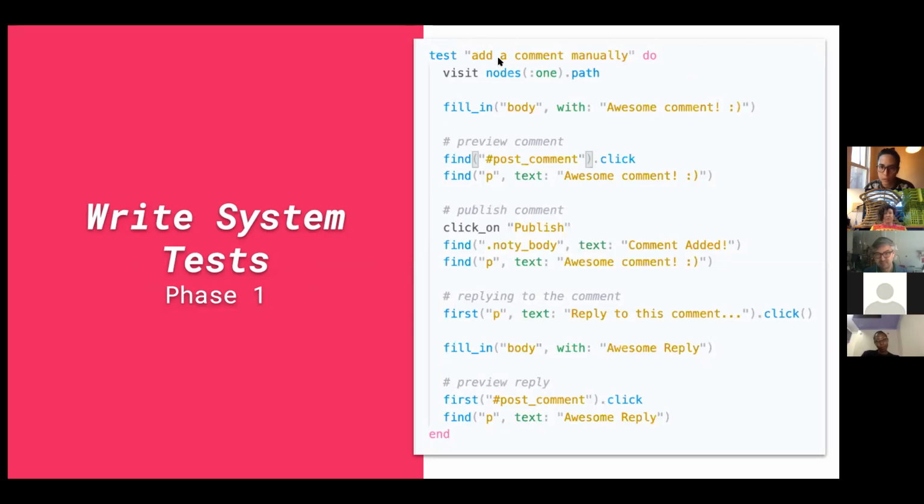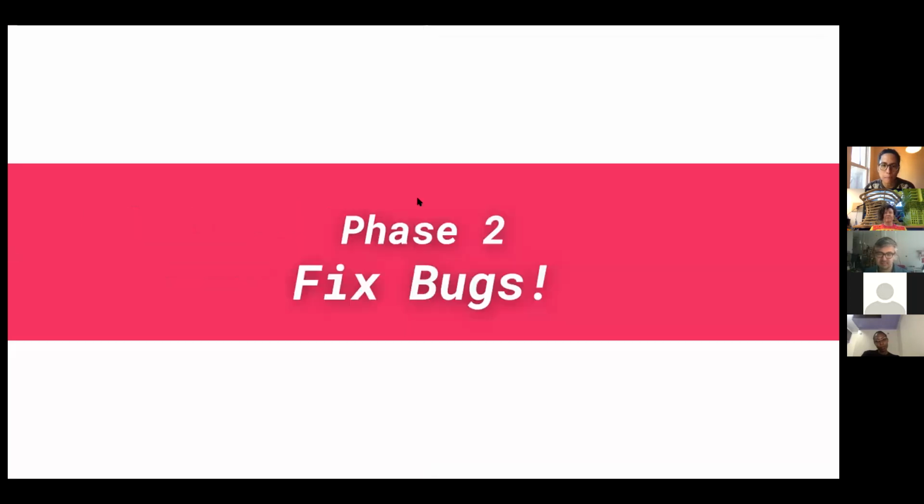So for example, this test is adding a comment manually. We're visiting the note page, we're filling out this text area named body with our comment text. We're finding the comment button, we're clicking, and then we're finding the comment on the page, and so on and so forth. So after about a month of writing system tests, which was a really good way to get an introduction to the code base, I moved on to fixing bugs.